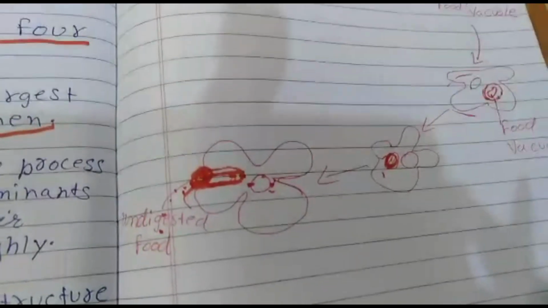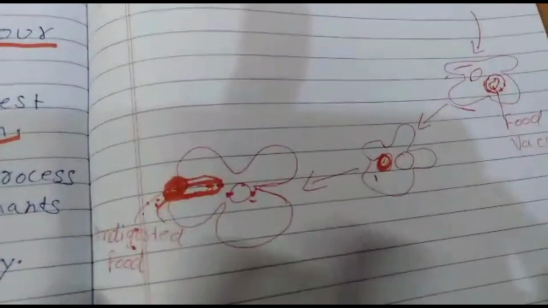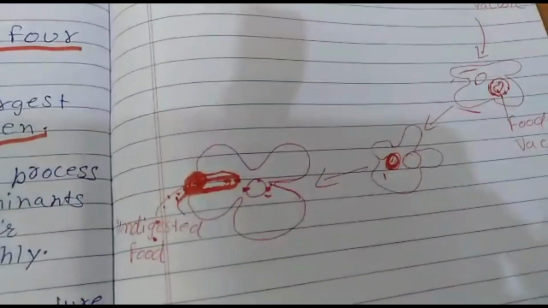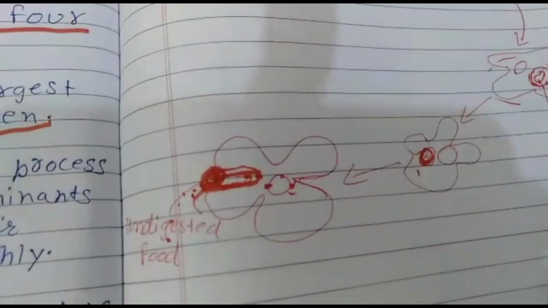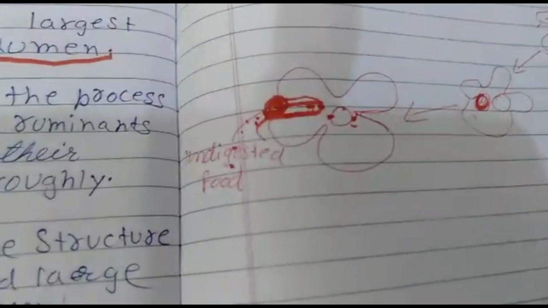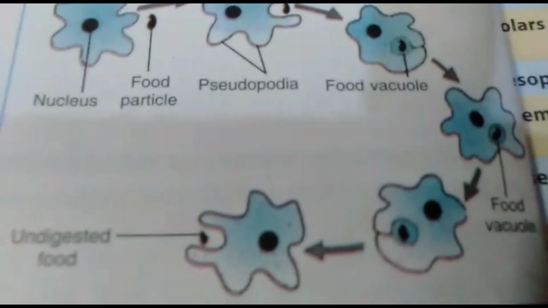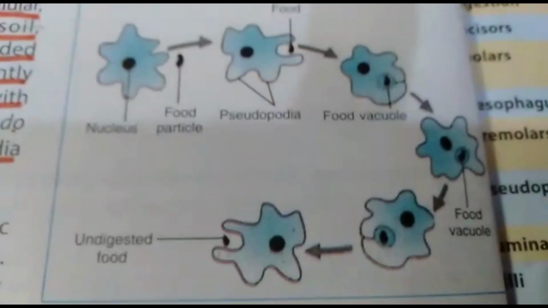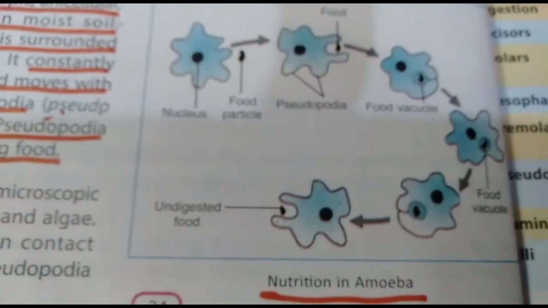Now I am showing you a very clear diagram. Now the nutrition in amoeba is clear to you all, how it happens. Okay, now I am showing you one diagram. You have to draw this diagram in your copy. See this diagram, this is the process of nutrition in amoeba.